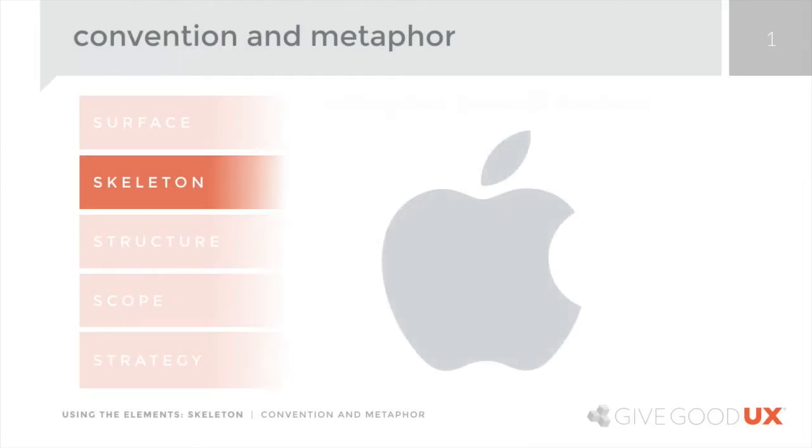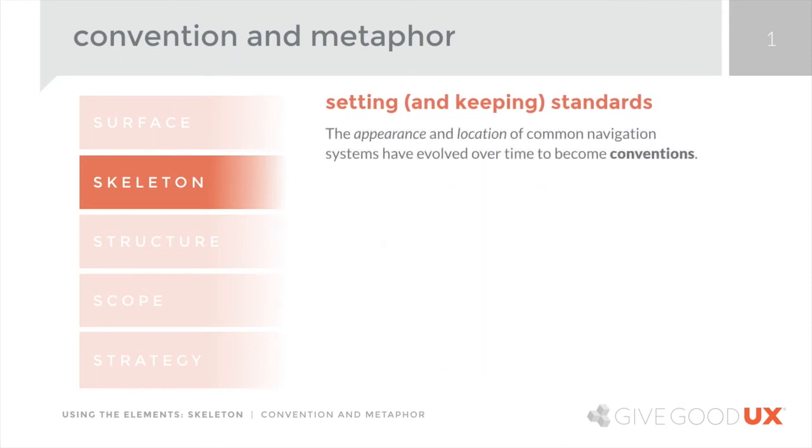Much of what you'll do in terms of interface design and navigation design involves convention and metaphor, and we use both in order to set and keep standards. And I'll explain what I mean by that. The appearance and location of common navigation systems have evolved, and over time they've become conventions.